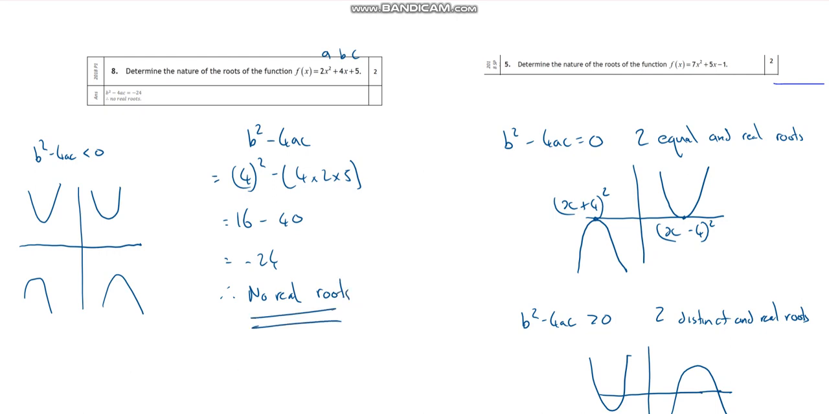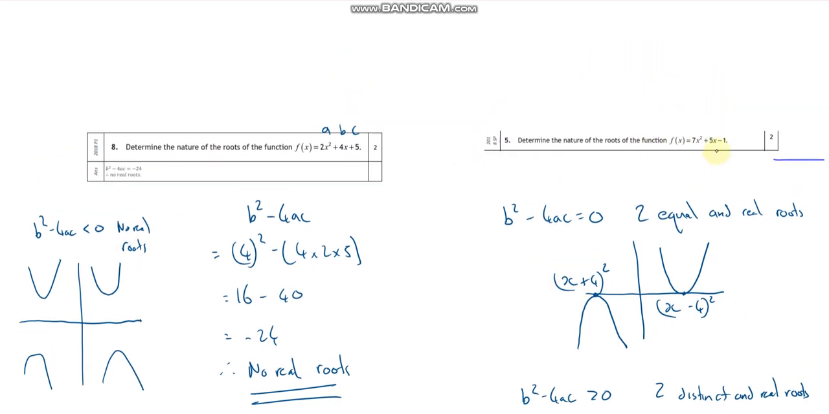Okay. I'm sorry, I should have just put that next. That's why no real roots. Okay, it doesn't have any roots unless you get into your other numbers. Let's just do the same for this one, shall we? We'll just say that's b squared minus 4ac.